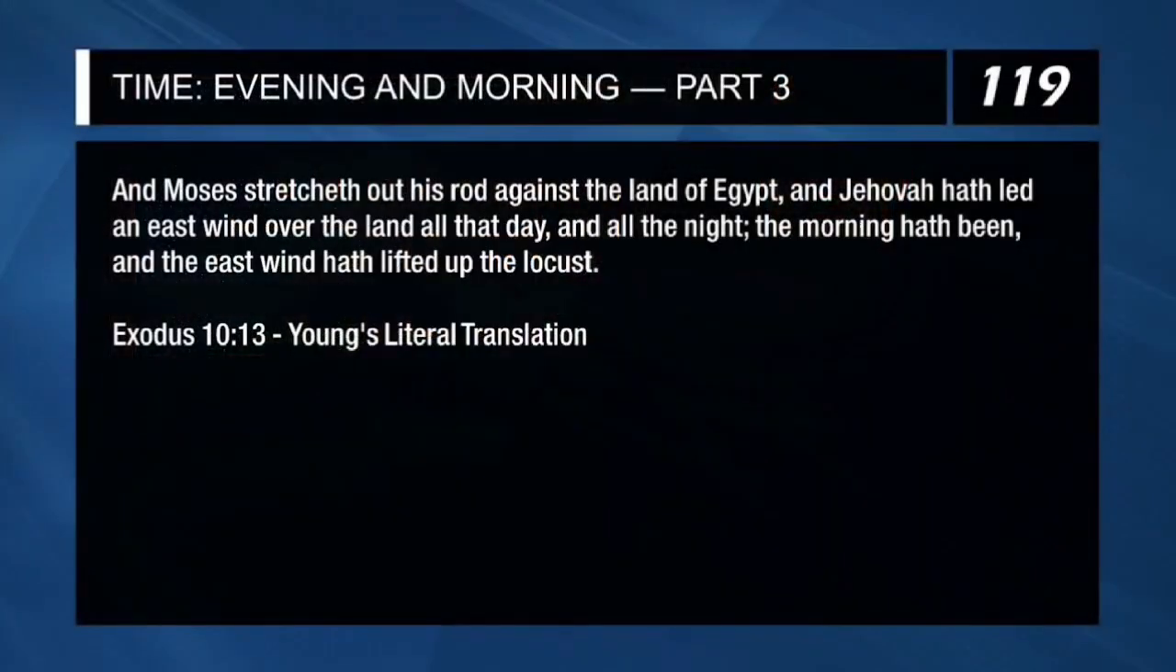Exodus 10:13, Young's literal translation. And Moses stretcheth out his rod against the land of Egypt, and Jehovah hath led an east wind over the land all that day and all the night. The morning hath been, and the east wind hath lifted up the locust. As we can see, when we examine the literal Hebrew, the previous day is not connected to the following night.